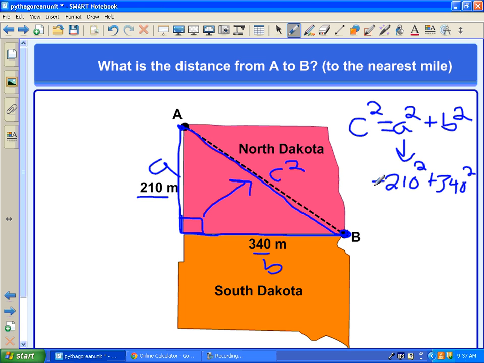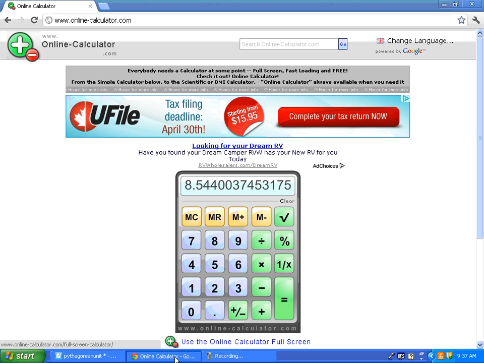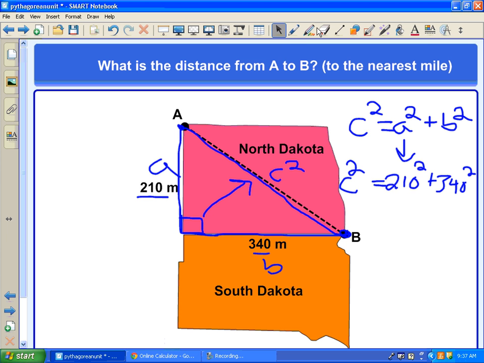So now we're dealing with some pretty big numbers. So I'm going to have to do this with a calculator. So 210 squared is going to give me something big. 210 times 210, 44,100. So let's go back. Put that written down for this one.